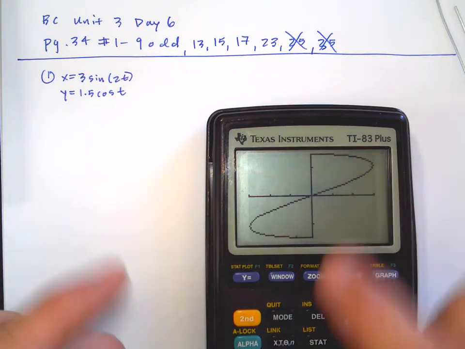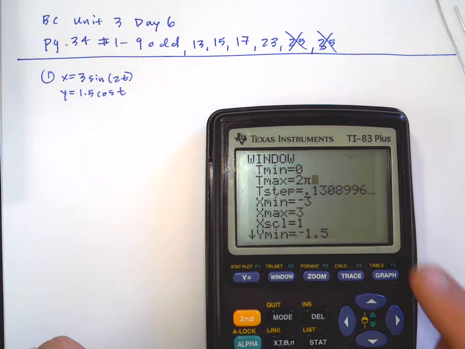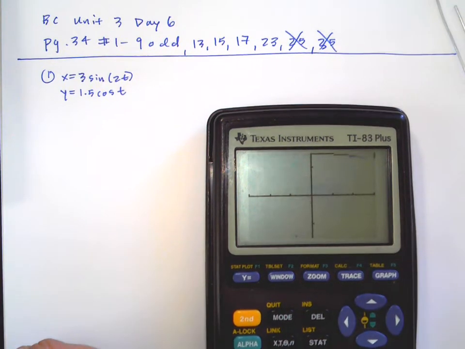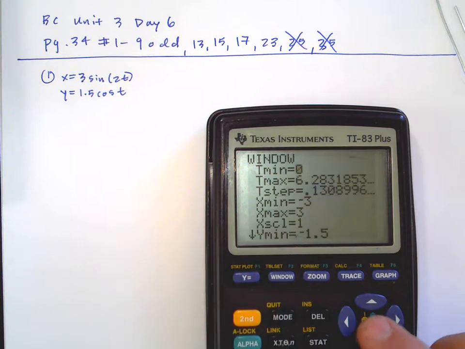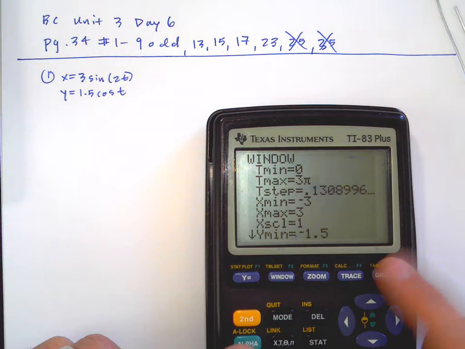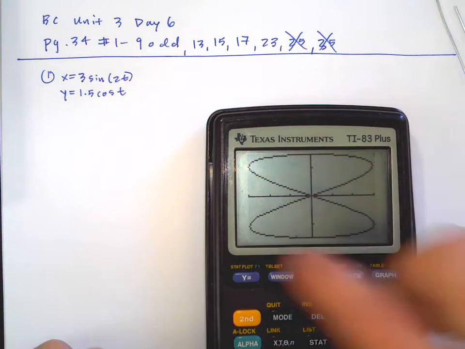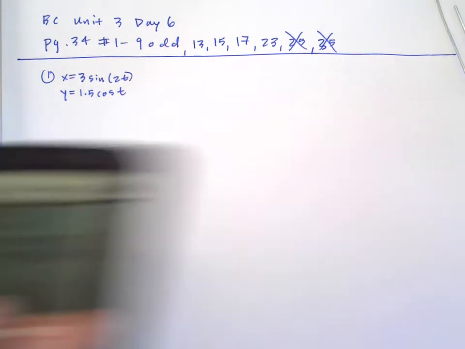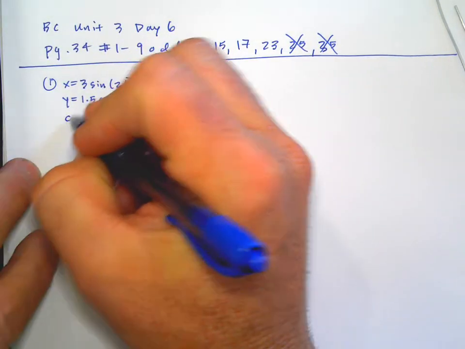Now, maybe the pattern goes further. So go to window, and maybe you could go to 2 pi. 2 pi is often going to be what it takes to get a whole pattern. And then it looks like it would repeat. And you could confirm that by going to like 3 pi. And we get the same thing that we got at 2 pi, and then we don't see anything because it's tracing over itself. So anyways, that is option C.